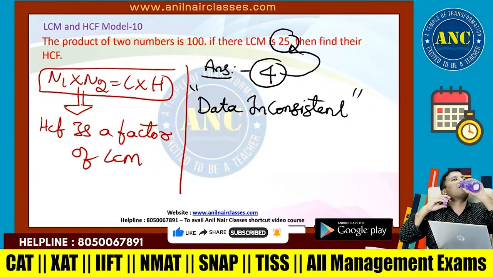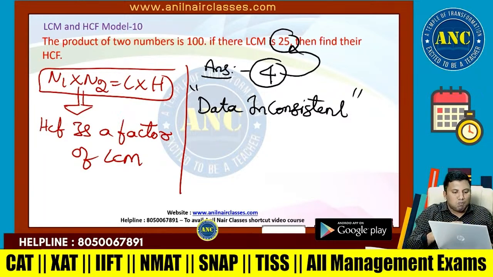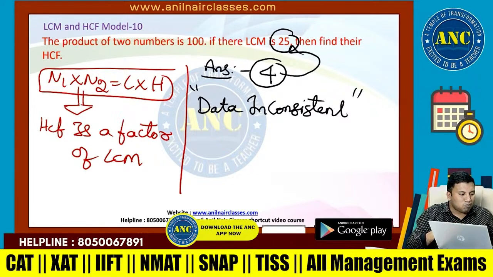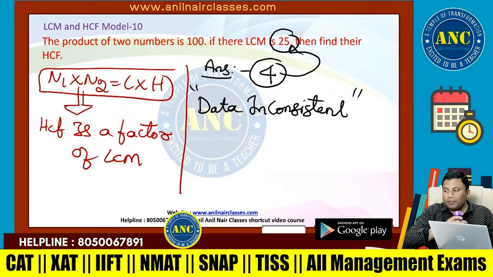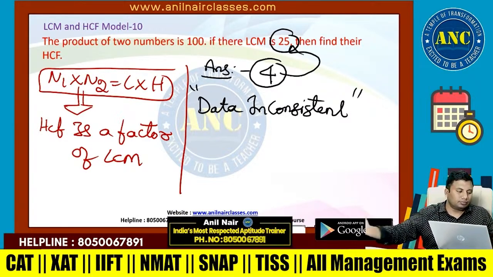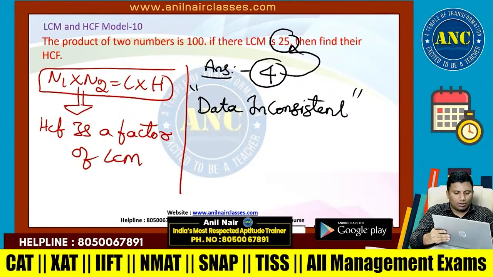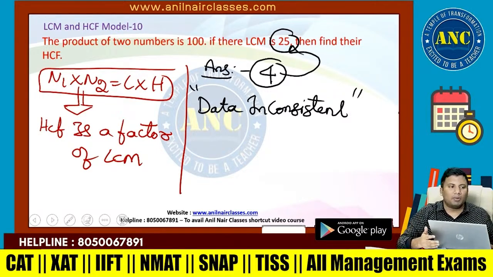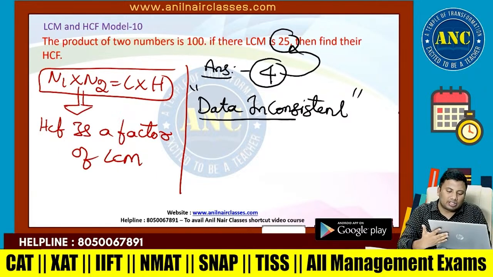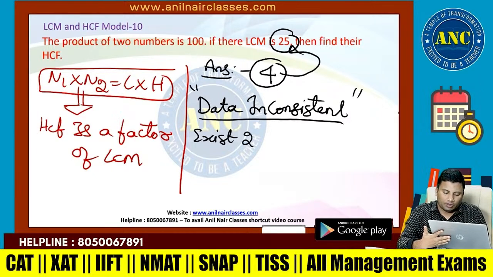Data... Rambabu, data inconsistent means there exist no two natural numbers.